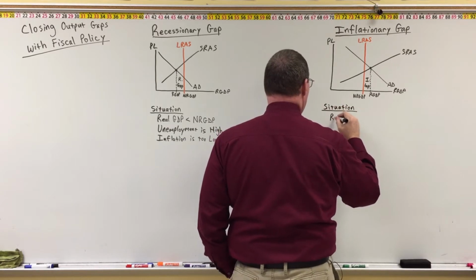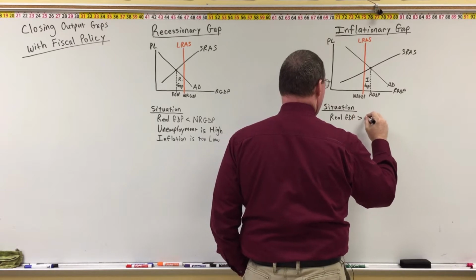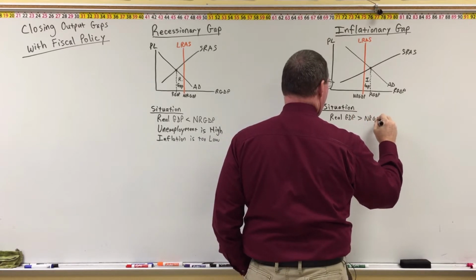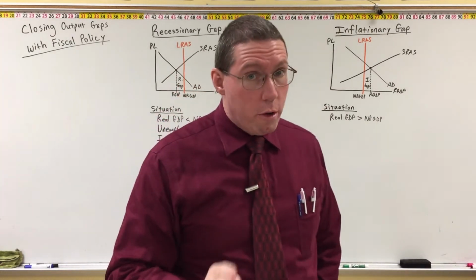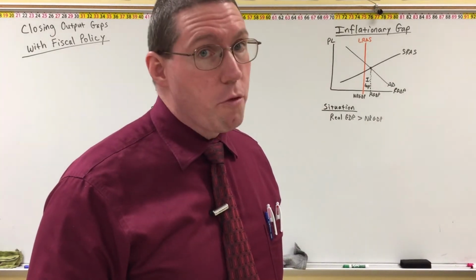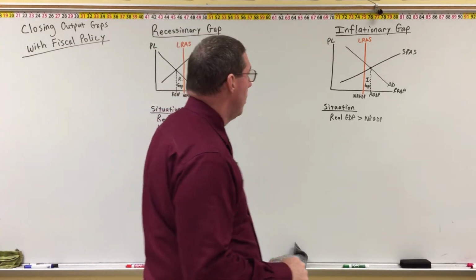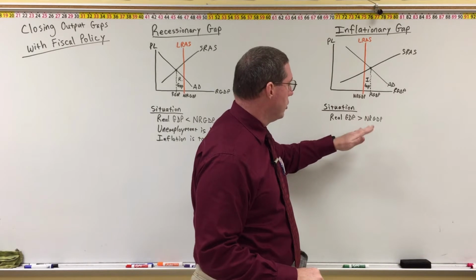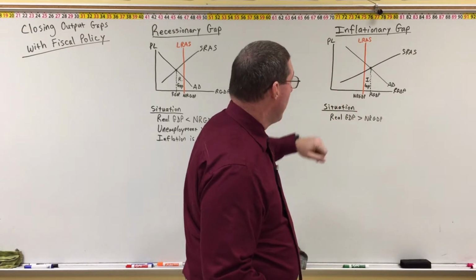where real GDP is greater than natural real GDP. I know what you're thinking. What's wrong with that? Well, by now, you should already know what's wrong with that. If you don't know, you need to go back to the lessons where we talked about the dangers of an inflationary gap and on productive capacity and long-run aggregate supply.